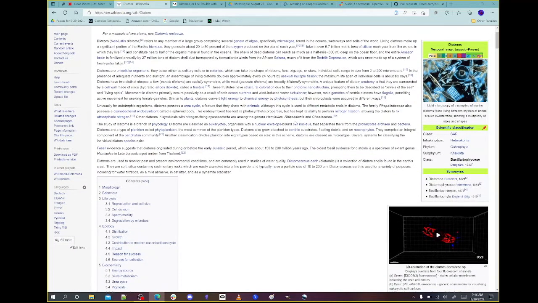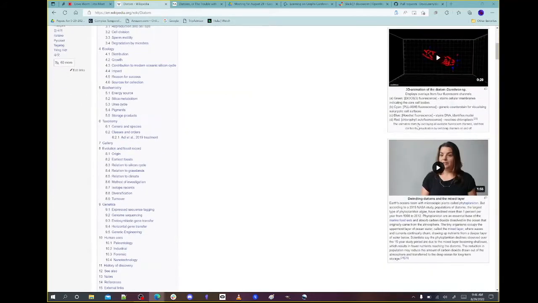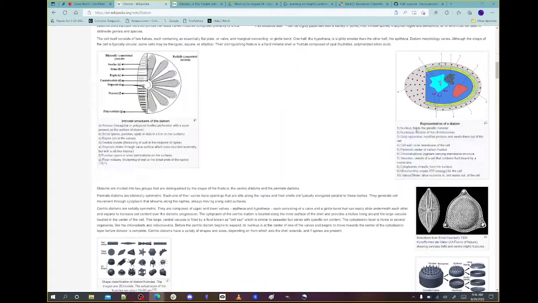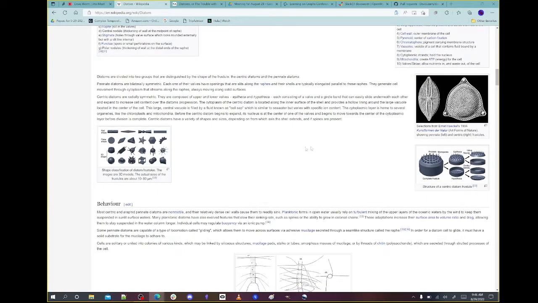They have the silica phenotype, the silica walls of the cells. They can be single-celled or multiple-celled. This is the morphology. They actually have different types of morphology: the pennate one, which is long, and the centric one. The bacillary are more pennate.